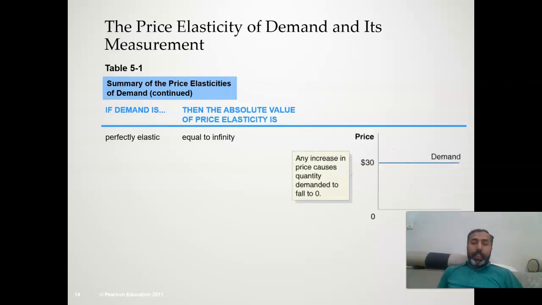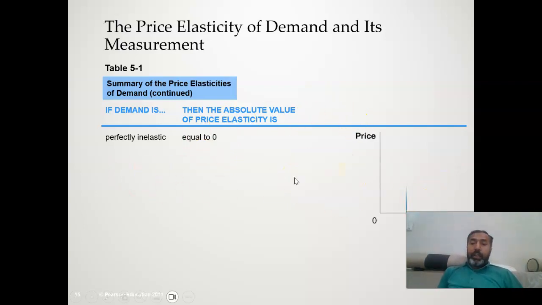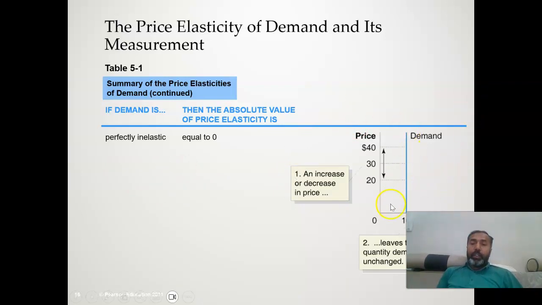For perfectly elastic, we have a straight horizontal line, and any increase in price causes quantity demanded to fall to zero. Therefore, this line is known as a perfectly elastic demand curve. And if it is a straight vertical line, we call it perfectly inelastic. And any increase or decrease in price leaves no effect on the demand.